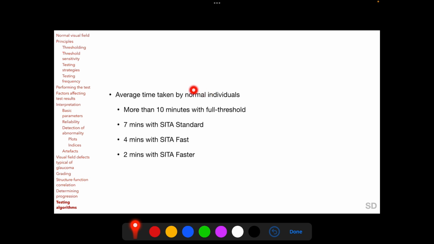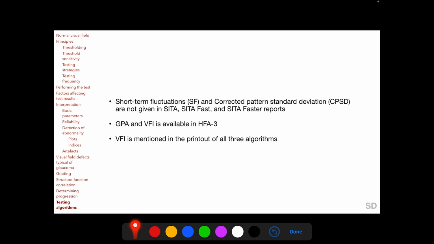Average time taken by normal individuals to complete the test in one eye is more than 10 minutes with the full threshold algorithm, 7 minutes with SITA Standard, 4 minutes with SITA Fast, and 2 minutes with SITA Faster. With the SITA algorithms, short-term fluctuations and corrected pattern standard deviations, which were available with the full threshold program, are not reported. GPA and VFI to detect progression are available with the HFA3 model of Humphrey Visual Field Analyzer.